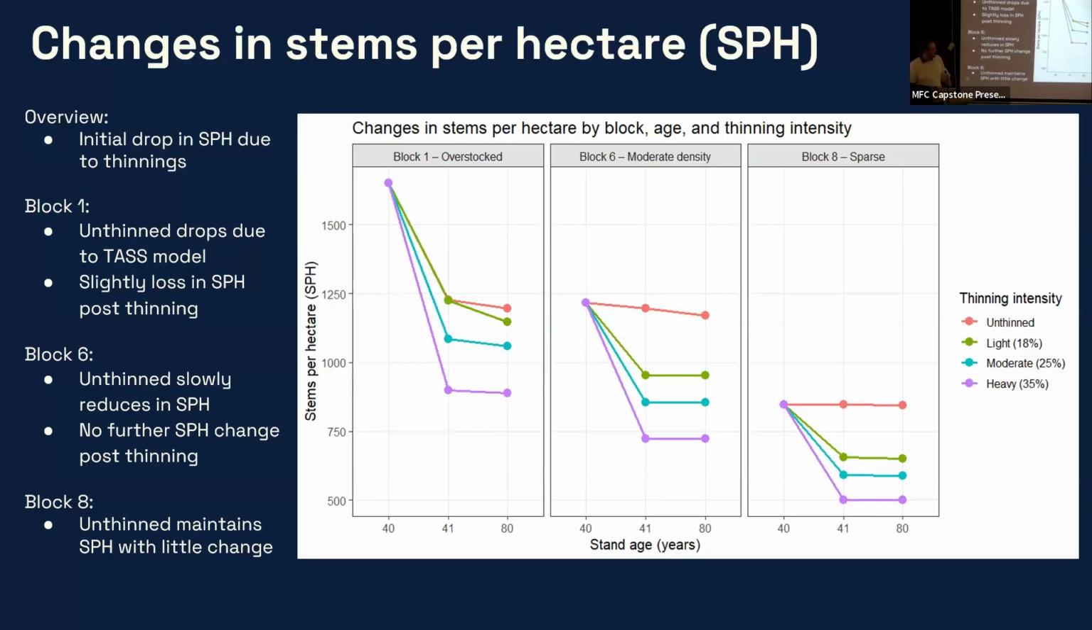When we look at block 6, we see a more steady decline in the unthinned section. This suggests that the block is still over its carrying capacity, but it is more stable than block 1. When we look at block 8, it's a straight line. It is way under, it's sparse. It can maintain the density it's at without reduction in stems per hectare.